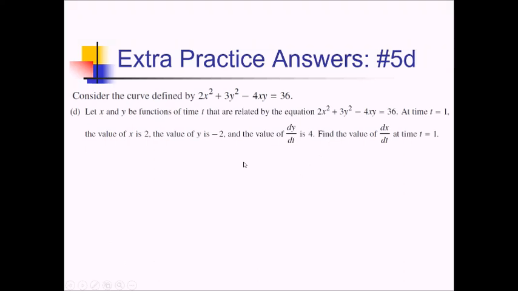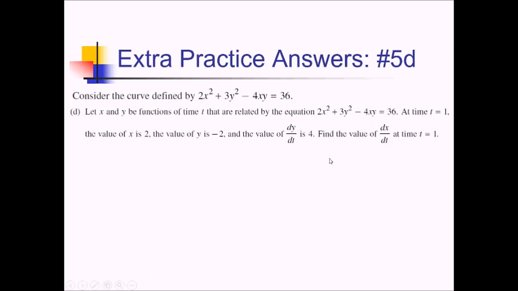And now for the last part of a problem that has just kept the hits coming one after the other. Part D on this one. X and y are now both functions of time related by this equation. It's the same equation we started with, but here it is again, and now these are all functions of time. At time 1, the value of x is 2, the value of y is negative 2, the value of dy over dt is 4, and they want us to find the value of dx over dt at time 1.